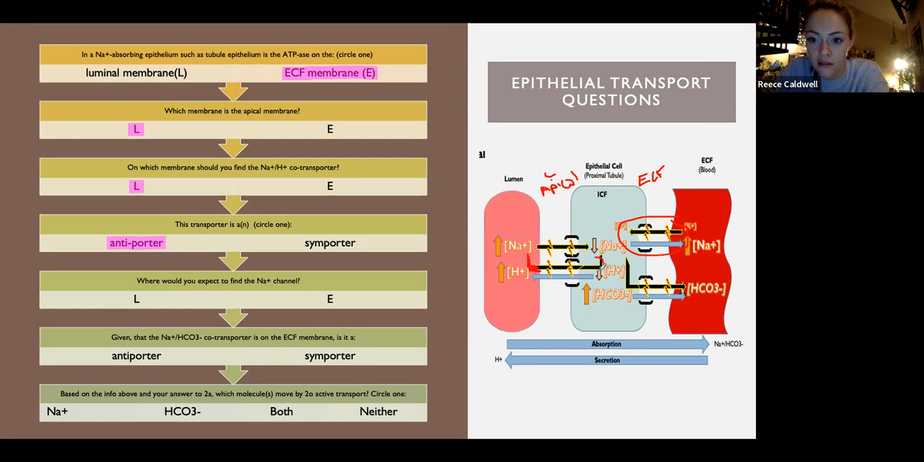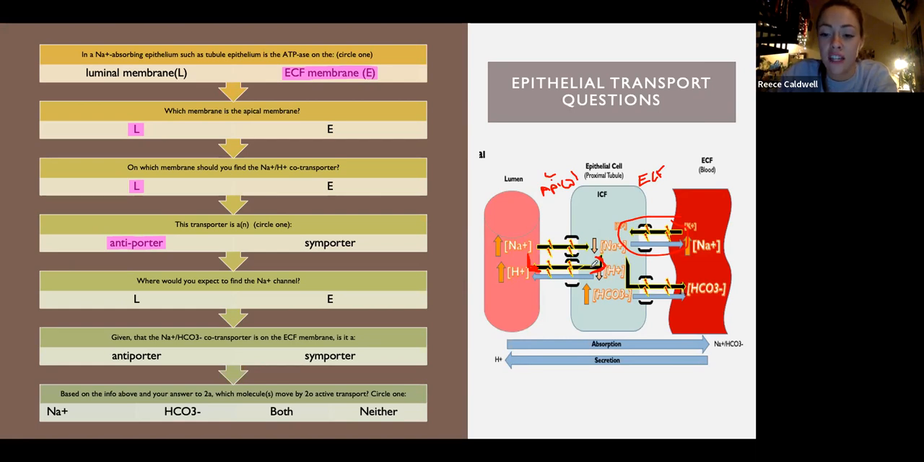Sodium should be moving inside of the cell and with its concentration gradient, giving off that energy to move hydrogen against its concentration gradient. So again, secondary active transport is moving one molecule with its concentration gradient from high to low. That gives off energy to another molecule to move against its concentration gradient from low to high. So that is a mistake that I made there.